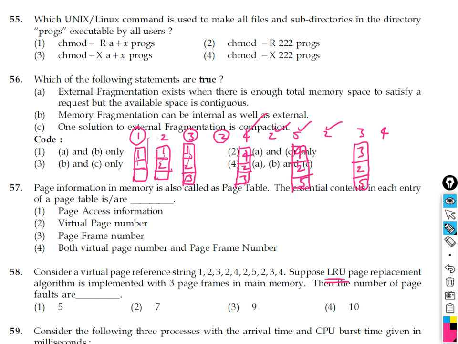Now once again we need 4, which is not there. Among 3, 2, 5, 3 is the most recently used, 2 is next, and 5 is least recently used. So replace 5, then it will become 3, 2, 4. Now count the number of page faults. 1, 2, 3, 4, 5, 6, and 7. So total 7 page faults have occurred. So the answer is 7.